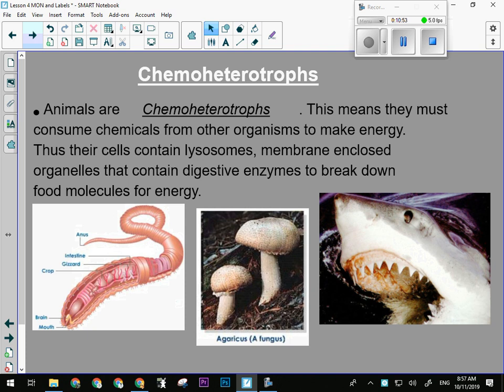Why is athlete's foot itchy? Because it's eating you. Okay? That's why athlete's foot is itchy. There's also a very similar fungus that grows on your scalp. How many of you really want to scratch your head right now? Okay?